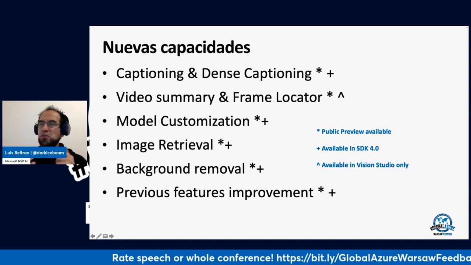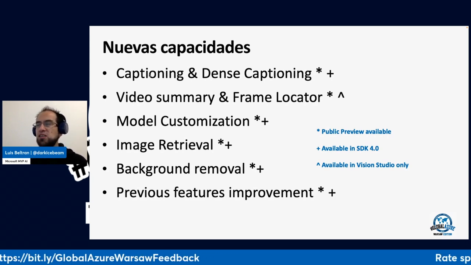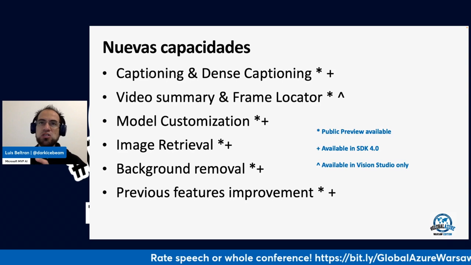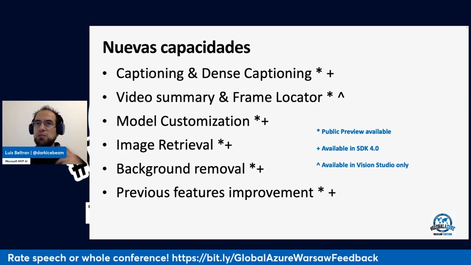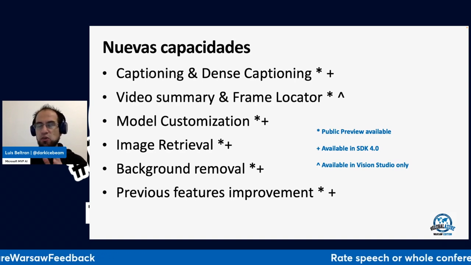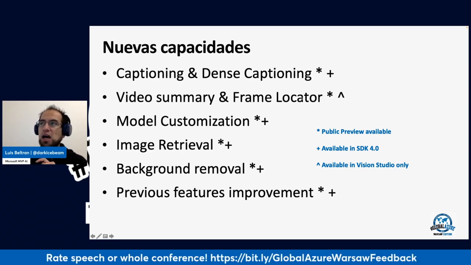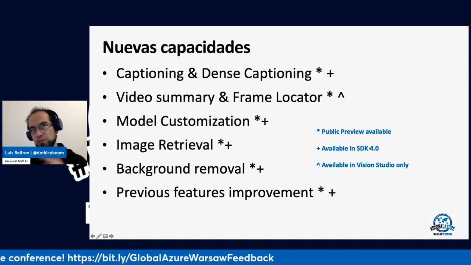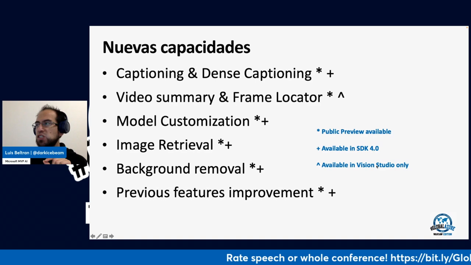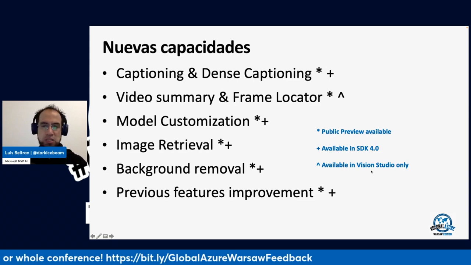But okay. So what are these? We have captioning, dense captioning. We have video summary and frame locator, model customization, image retrieval, background removal, and of course, previous capabilities have been improved. The previous version was 3.2, if I remember correctly, and now we have the public preview 4.0. All of them but the video summary and frame locator are available through SDK 4.0 and also REST APIs. Only video summary, and of course frame locator as well, work with video, and those are available only in Vision Studio.